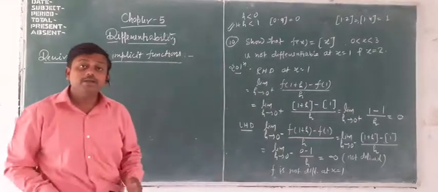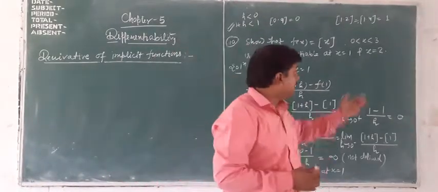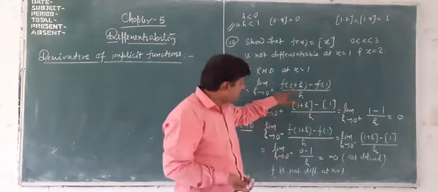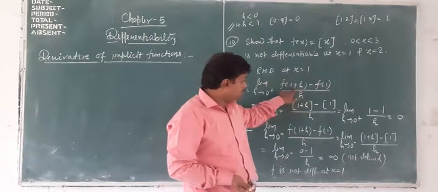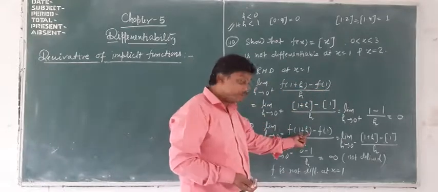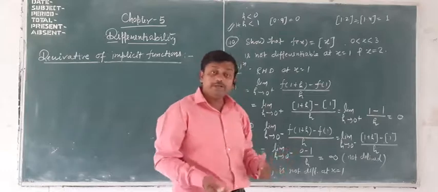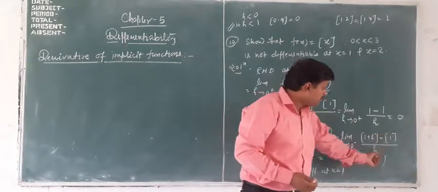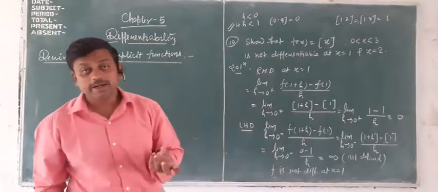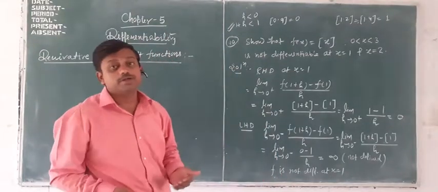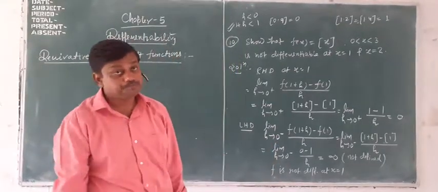Similarly, we will check the differentiability of the function at x equal to 2. There is only a slight change, 2 plus h. Here 2 plus h is 2 for the right side, but for the left side 2 plus h is less than 2, so its value is 1. So 1 minus 2, and the limit is again not defined. The left and right hand derivatives are not equal, so that function is not differentiable at x equal to 2.